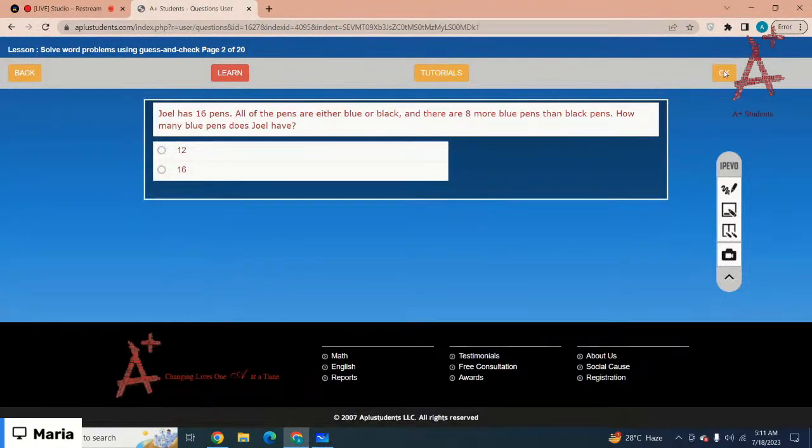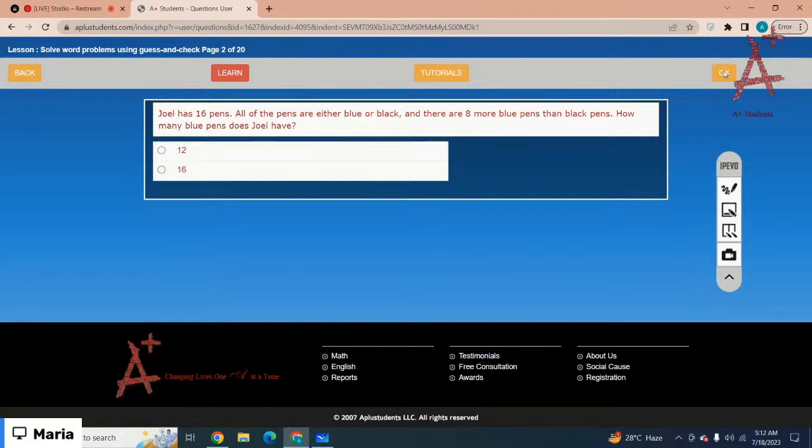Let me explain how. Just look at this question. Joel has 16 pens. All of these pens are either blue or black, and there are 8 more blue pens than black pens. How many blue pens does Joel have? The total pens are 16. That means you have to find two numbers whose sum is 16. Got it? And their difference must be 8.